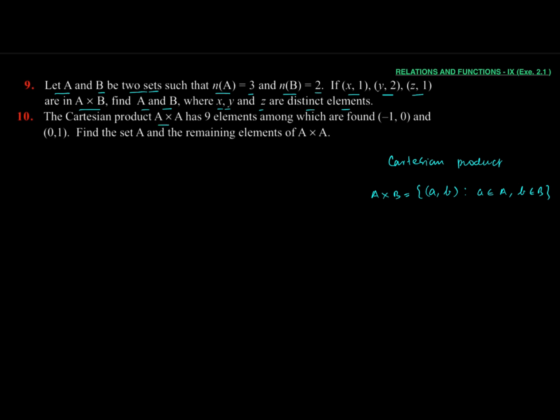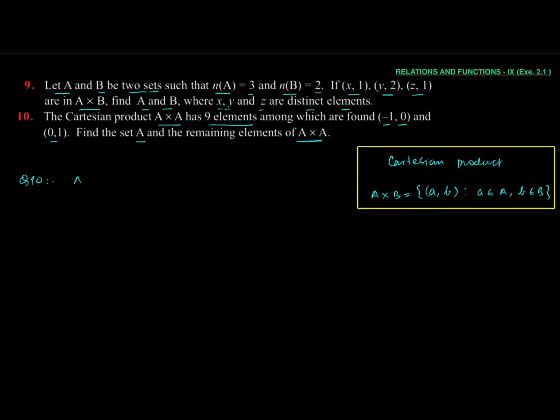Question number 10. The Cartesian product A cross A has 9 elements, among which are found (-1, 0) and (0, 1). Find the set A and the remaining elements of A cross A. So here again we'll be using the same concept, that is the Cartesian product of two sets. In question number 10, we are given that A cross A contains 9 elements. Therefore, the number of elements in set A will be 3, then 3 times 3 will be 9.